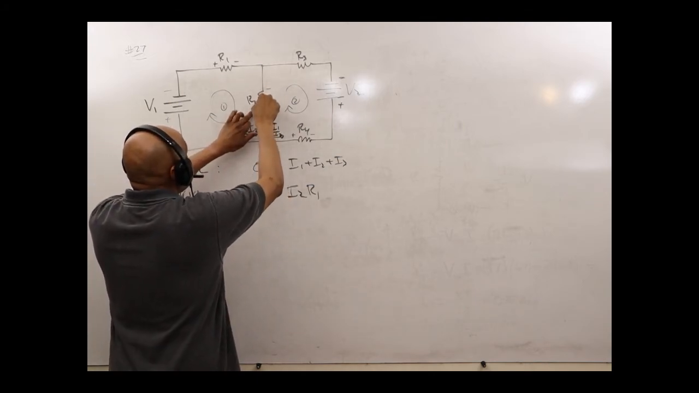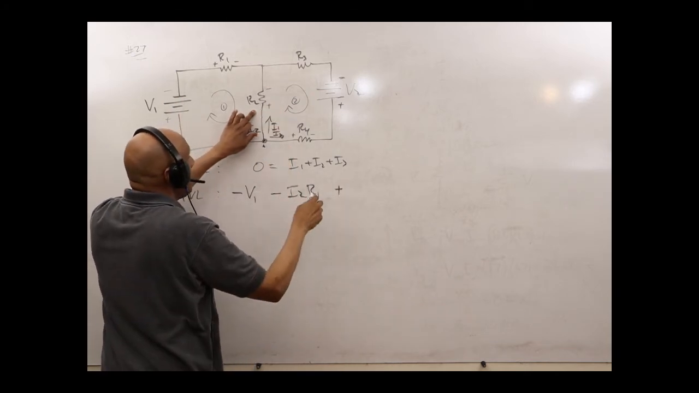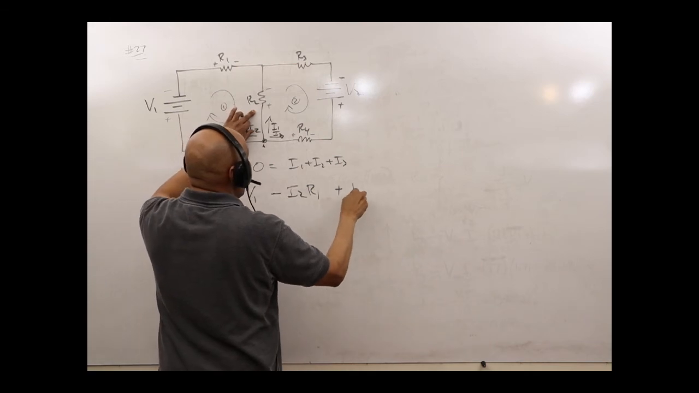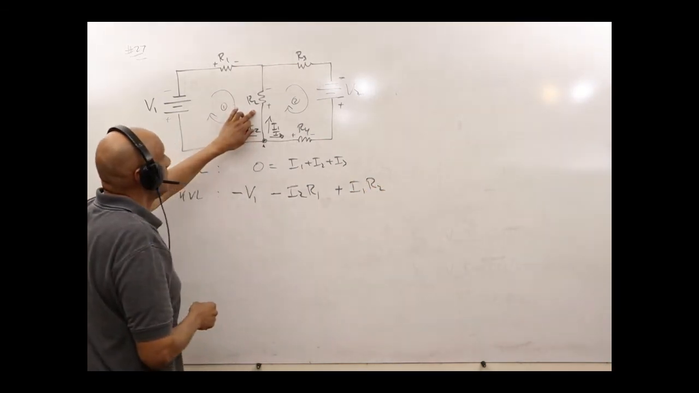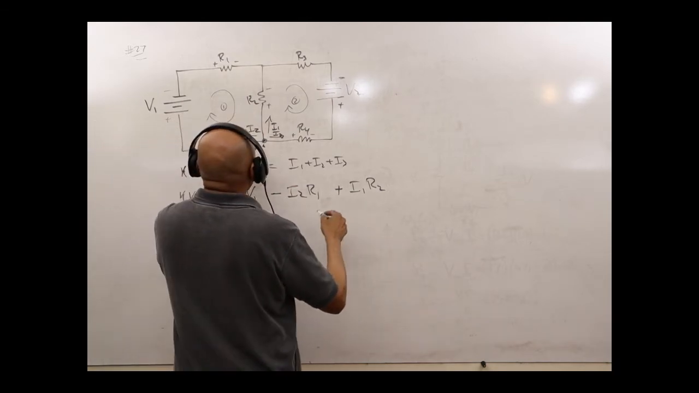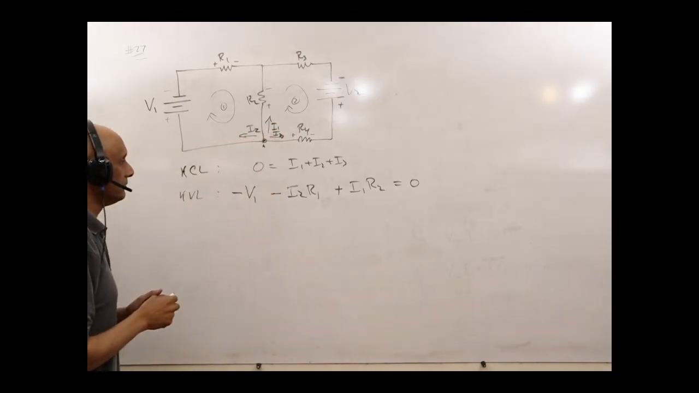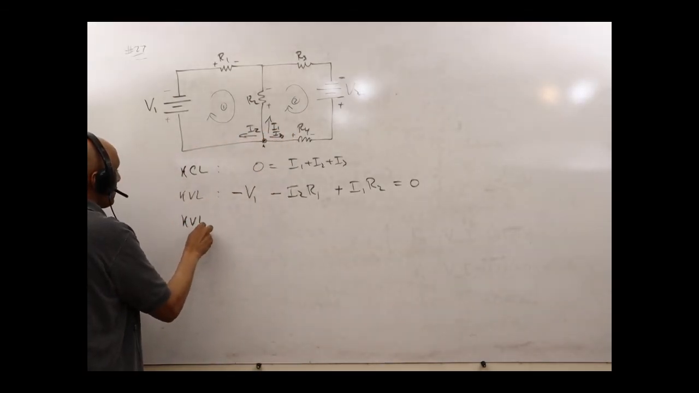I went from minus to a plus, so that's going to be a plus, minus to plus. And then what's the current going through here? It's going to be equal to I1 times R2. Hopefully you saw that, right? And then we're back to the point A, so that's equal to 0. And the second equation, KVL2, right?